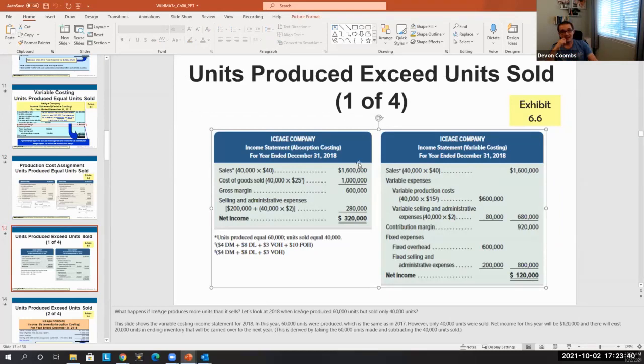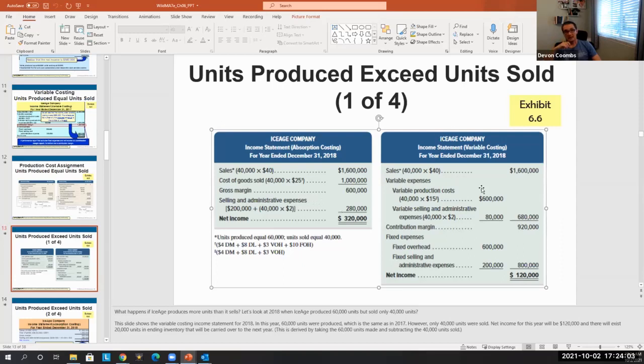That's because the absorption costing is taking some of the fixed overhead and we're holding it in inventory for later, right? So that's not expensed yet. That's all we're saying. That fixed overhead hasn't been expensed. We're waiting to sell the inventory, in theory, with the matching principle for the fundamental accounting assumptions.